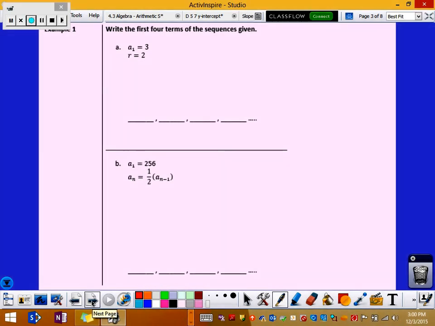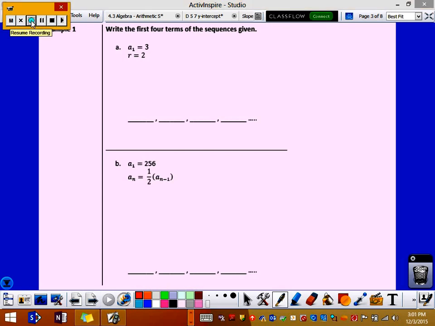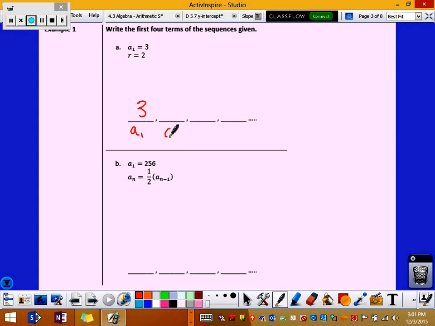Okay, so let's try an example. We need to find the first four terms of the sequence that's given to us. So let's look at A to start with. Example 1a. We are given that our first term, a sub 1, is 3, and r, our common ratio, is 2. So for our first term, a sub 1, we can write 3. We need to fill in a sub 2, a sub 3, and a sub 4.